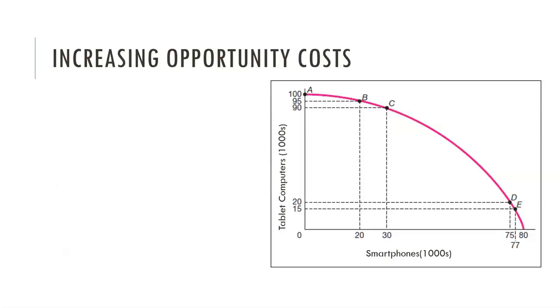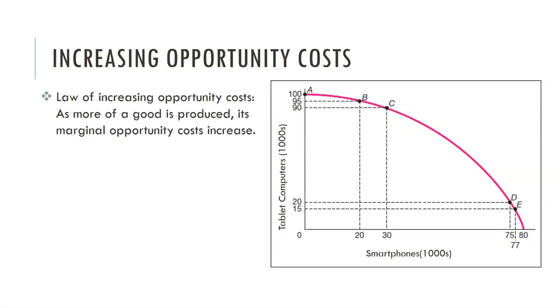Production possibility curves demonstrate the law of increasing opportunity costs. So as more of a good is produced, its marginal opportunity costs increase. We can see that here on this graph, where we have tablet computers and smartphones. So maybe this is Samsung or some company that produces both of these things.